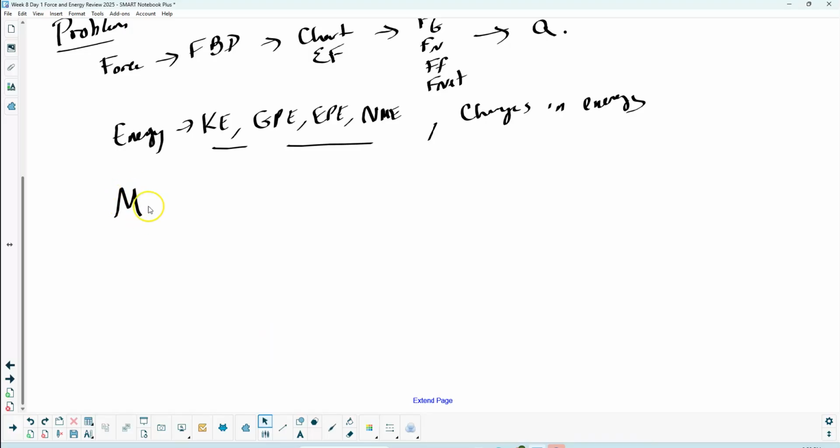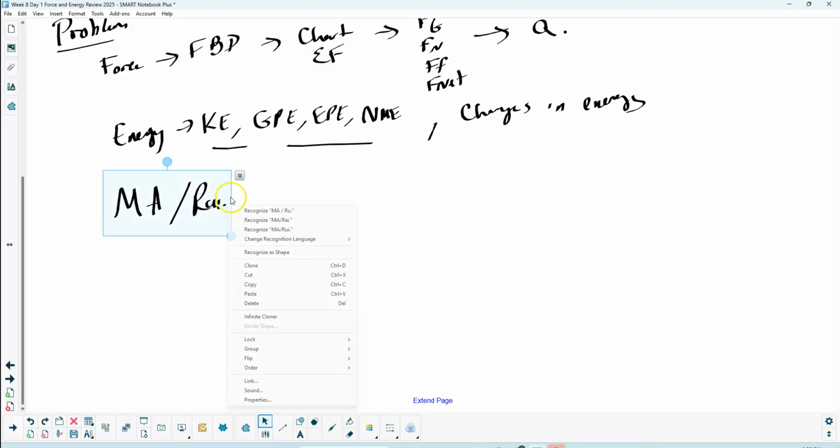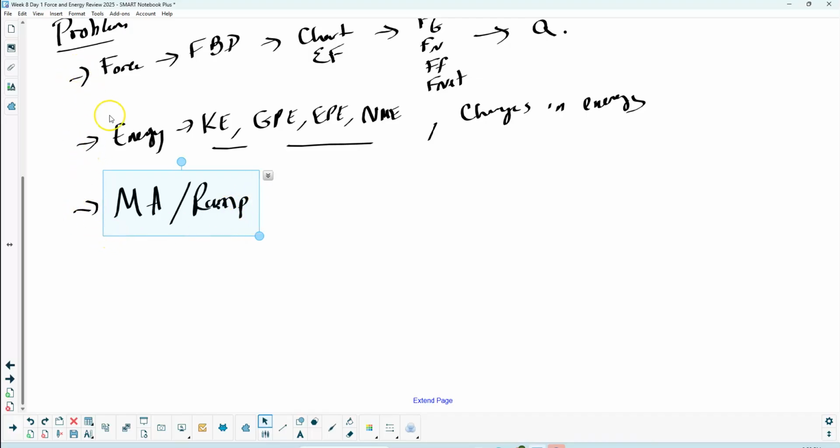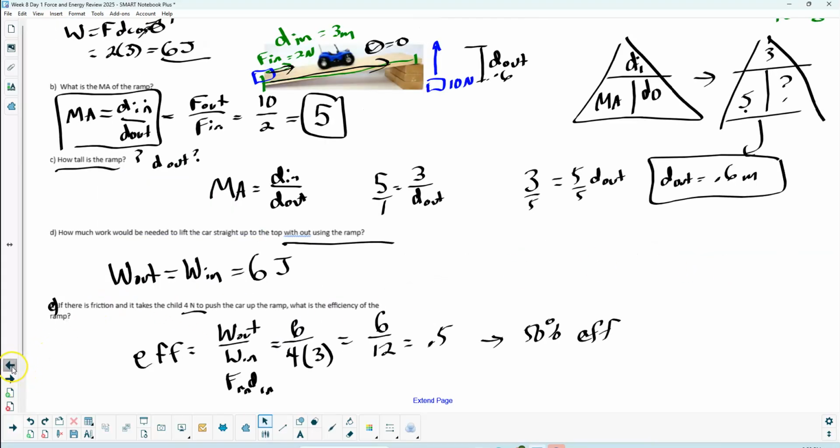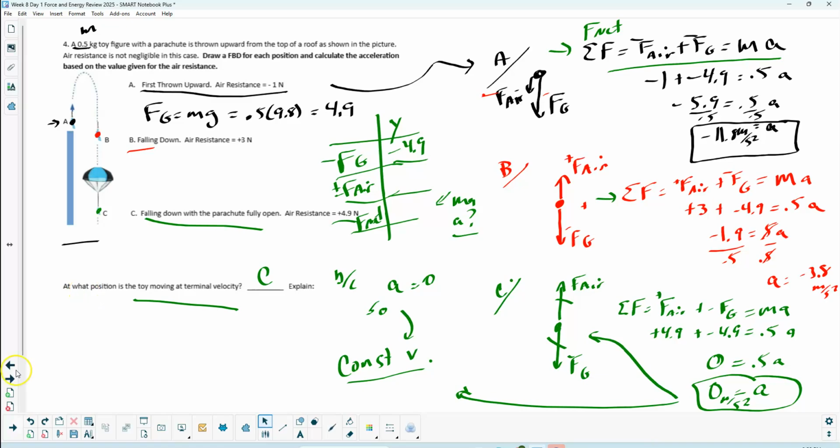There's a mechanical advantage ramp problem. So we just did that one. That's what we just ended up with. There's a problem with free body diagrams and using the free body diagram to calculate the acceleration, so the net force equals ma. So either the chart method or using the sigma F method, but you come up with your equation and then set it equal to ma and solve for a. So similar to the toy problem with the parachute, that kind of problem.